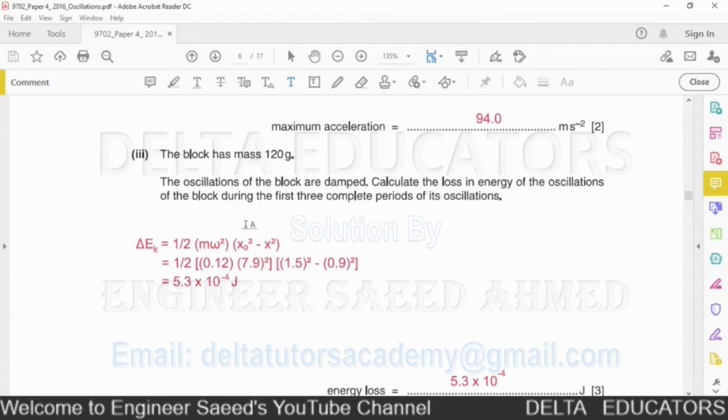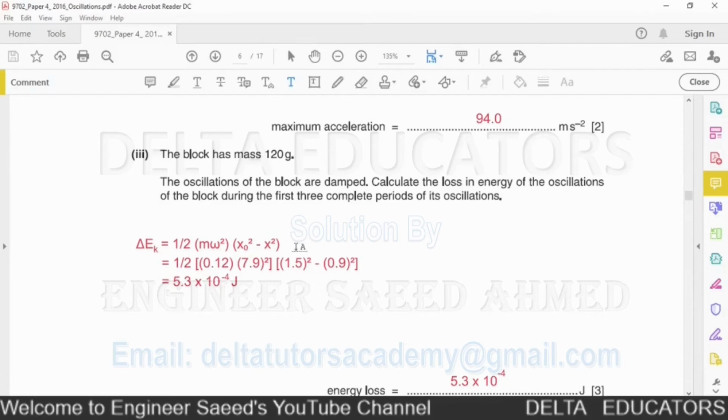Now here x naught is the amplitude at time t is equal to 0 second. At time t is equal to 0 second, it is 1.5 centimeter. And this x is the amplitude of the wave after completion of 3 complete time periods, and that is 0.9. It is in centimeter. Here I forgot to change this into meters.